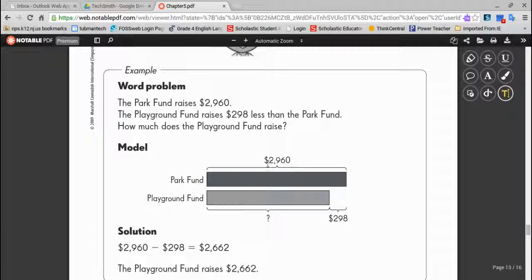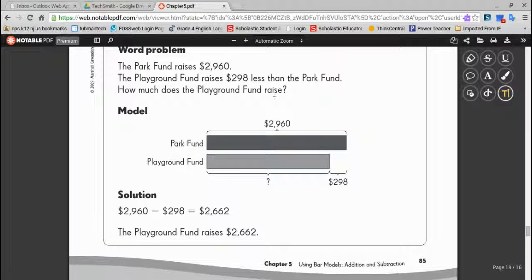Here's the $2,960. The playground fund raises $298 less than the park fund. So here's the playground fund, and because it raises $298 less, it's a smaller bar model, and this is how much less it raises. And then it says how much does the playground fund raise, and this is the question mark. So when we look at a problem like this, we know we're finding the difference because we're trying to find the difference between the park fund and the playground fund, and we know the difference is 298.